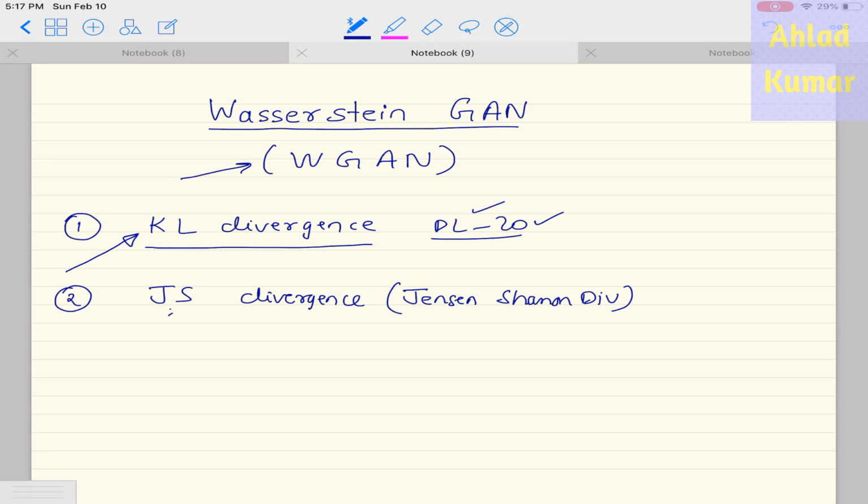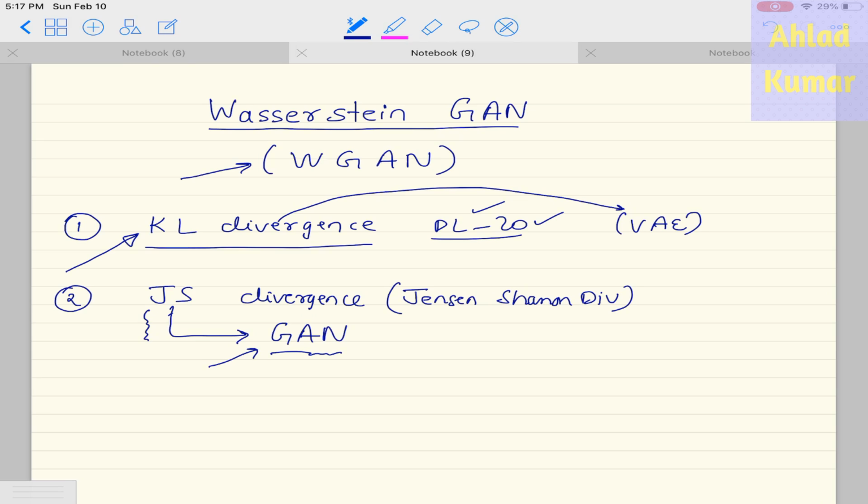This type of divergence is used in generative adversarial networks, which you must have seen if you have watched my earlier lectures on GAN. In that we had this JS divergence in the loss function of GANs. So GANs definitely have an upper hand over variational autoencoders, which use KL divergence as one of the terms in their loss function. That is because the JS divergence has an upper hand over KL divergence, and that is why GAN performs better as compared to variational autoencoders.